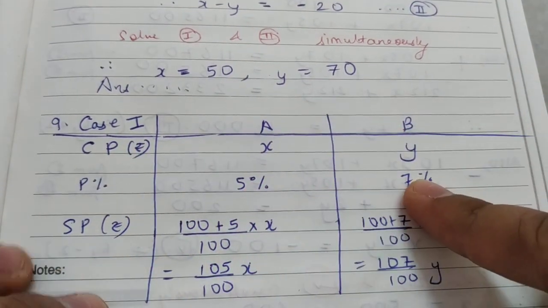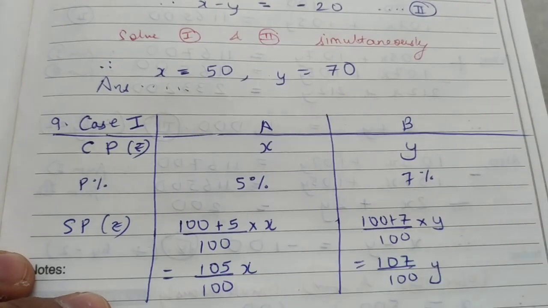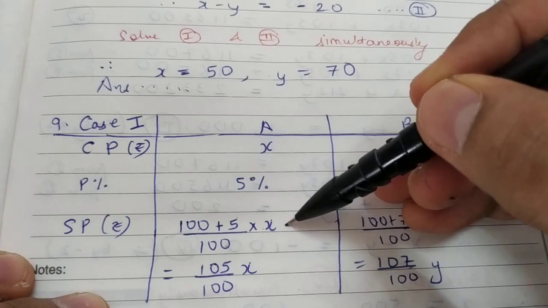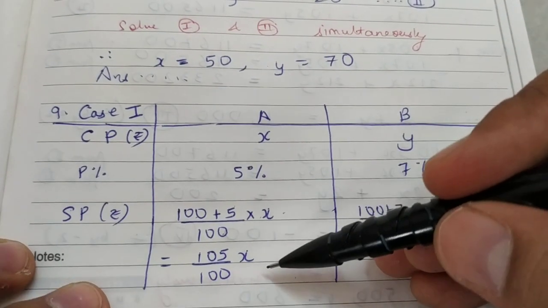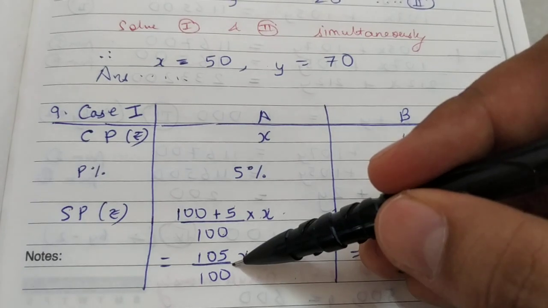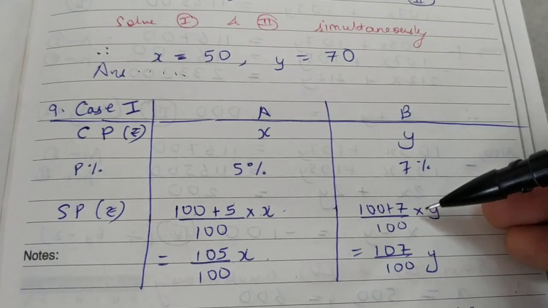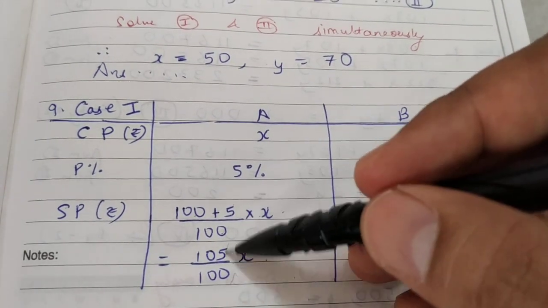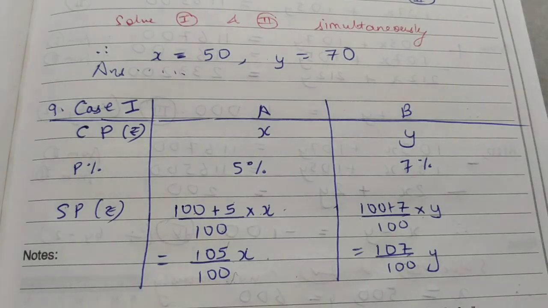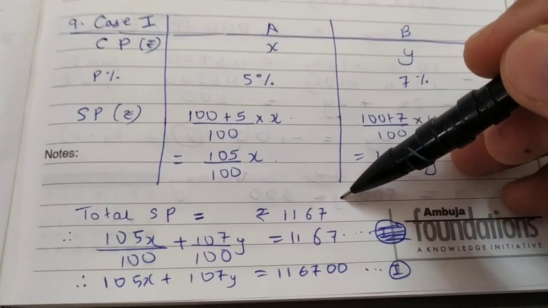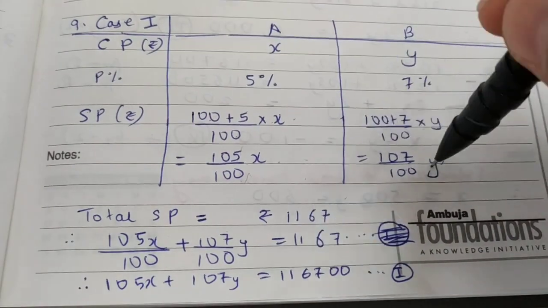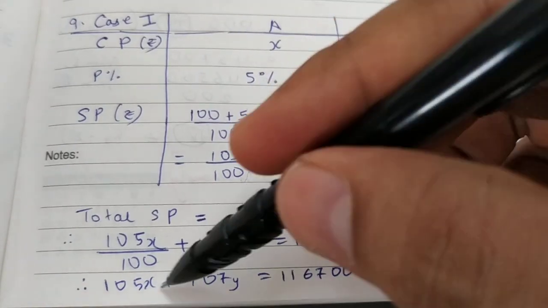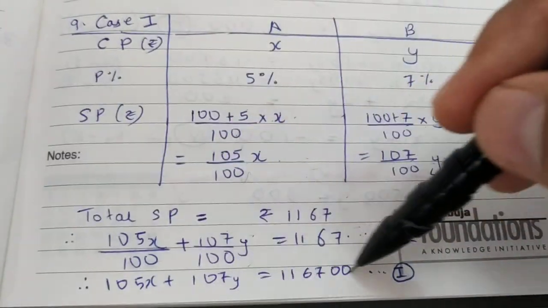Profit percentages are given and the formula for selling price is (100 plus profit percent) upon 100 into CP. That's the formula. So we get this as the selling price. Don't reduce it further. Similarly, we get the selling price here. Note that both the denominators are 100. That is why we are not reducing it further. Now the total selling price is given in the question. So let's add these two selling prices, which should be 1167. The common denominator goes up and we get equation number 1.